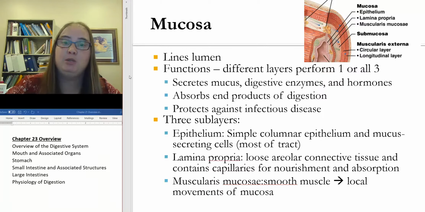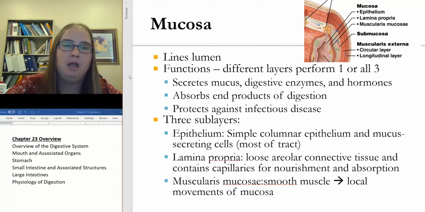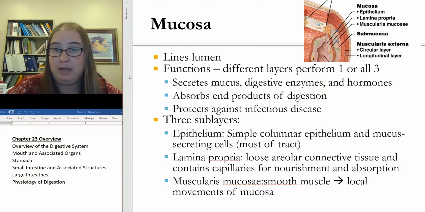Now, the mucosa is actually made up of 3 sublayers. It has our epithelium, and in the majority of the digestive system, this will be simple columnar epithelium, okay? And it'll contain mucus secreting cells. One exception to this is the esophagus and the oral cavity, or the mouth, which is a stratified squamous epithelium. It is not a simple columnar. Everywhere else in the digestive system is a simple columnar epithelium.